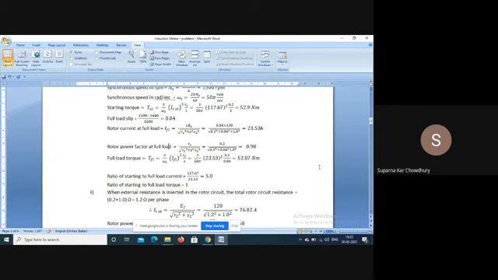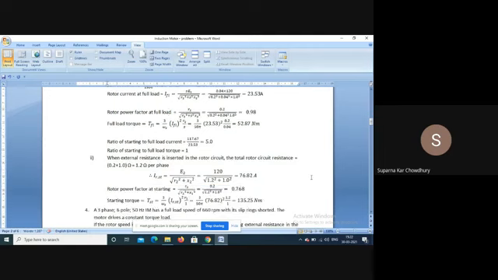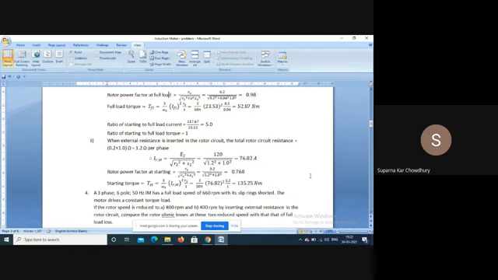When external resistance is inserted in the rotor circuit, so 1 ohm has been inserted, 0.2 plus 1, it is 1.2 ohm per phase rotor circuit resistance. So the starting current will be E2 divided by root of R2 square plus X2 square. R2 value will be the total resistance in the rotor circuit, so 1.2. So we will get the starting current as 76.82. You can compare that the starting current has reduced because we have inserted resistance.